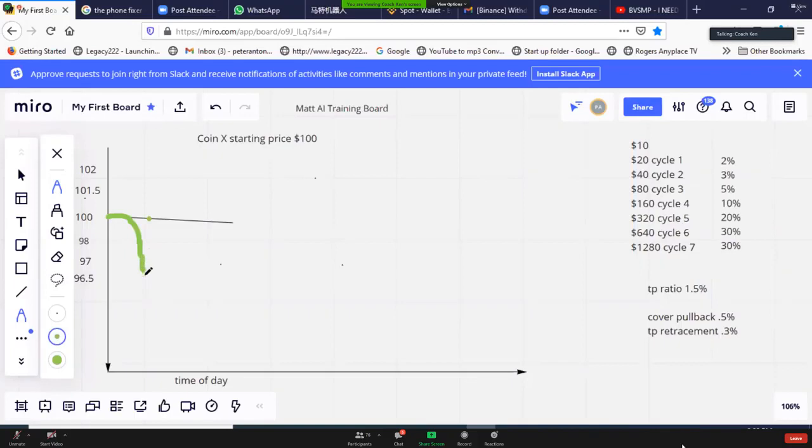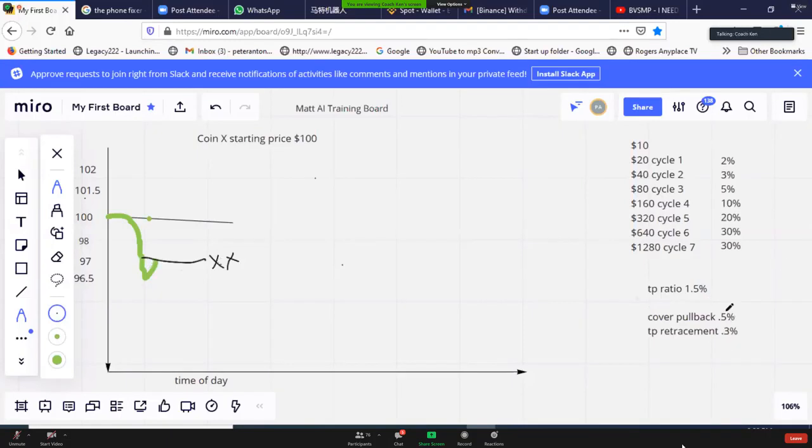Let's say it goes down to 96.5 and then it retraces 0.5%. Boom. This is where you're going to buy your cycle number 1. Okay, this is a different example. Does that make sense? So now you're going to buy 2 positions here, 1 and 2, only because it retraced the 0.5.